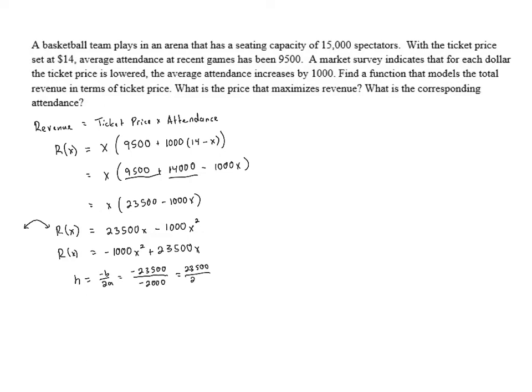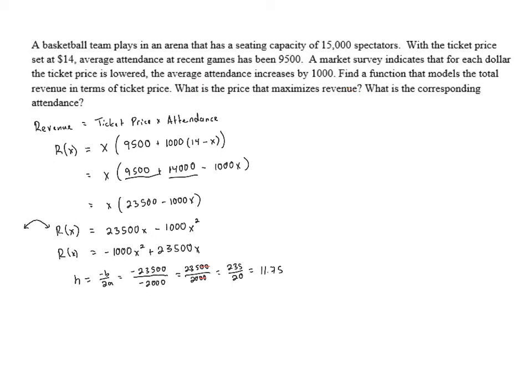23,500 divided by 2,000. We can divide the top and bottom by 100, which will get rid of 2 zeros in each. So that is 235 divided by 20. And if we do that division, we get 11.75. So we were asked, what is the price that maximizes the revenue?